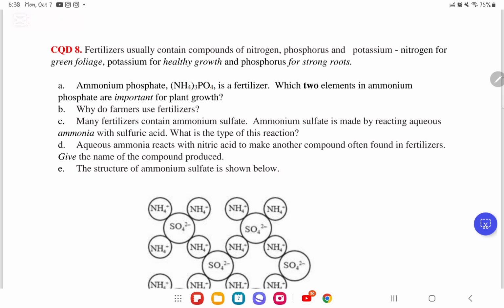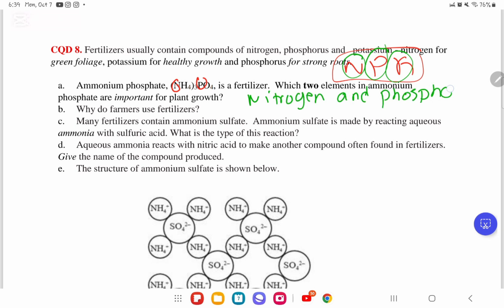So fertilizers usually contain compounds of nitrogen, phosphorus, and potassium. Nitrogen for green foliage, potassium for healthy growth, and phosphorus for strong roots. So ammonium phosphate, (NH4)3PO4, is a fertilizer. Which two elements in ammonium phosphate are important for plant growth? Definitely N and P, because it's an NPK fertilizer, so it has to have nitrogen and phosphorus or potassium. So here it has nitrogen and phosphorus. So that is for part A.